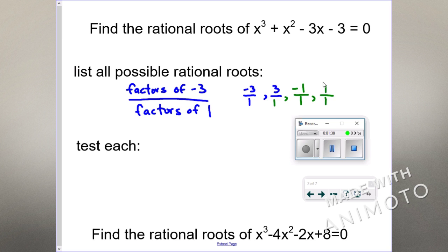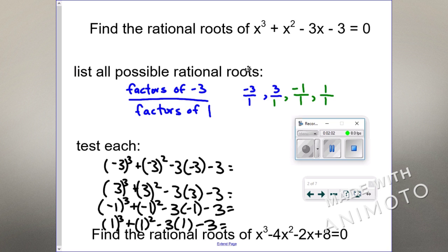So to test each root, basically what we're doing is we're going to use the remainder theorem from 6.3. We're going to plug each of these roots into our equation and see if the remainder is 0. If the remainder is 0, remember that means it's a factor that's a solution to it. So let's test them. To test -3, I plug -3 in for x in each of those above. -3 cubed plus -3 squared minus 3 times -3 minus 3 equals -12. So that is not 0.